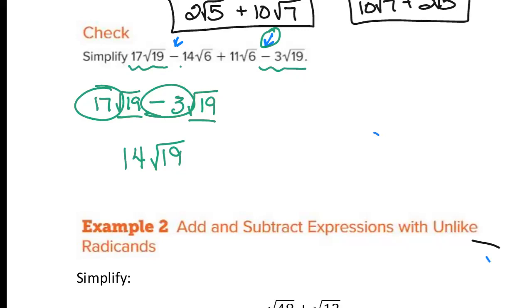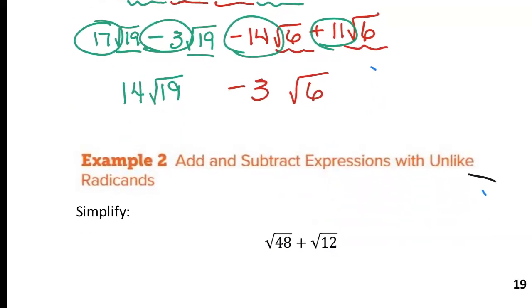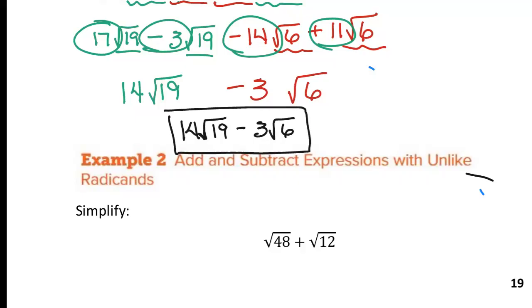What about these? Minus 14 radical 6 plus 11 radical 6. They have the same radicand. So minus 14 square root of 6 plus 11 square root of 6. Keep the square root of 6 and the coefficients in front. Negative 14 plus 11. Negative 3. Minus 3. So putting it all together, we have 14 times the square root of 19 minus 3 times the square root of 6. Did anybody have that as an answer?